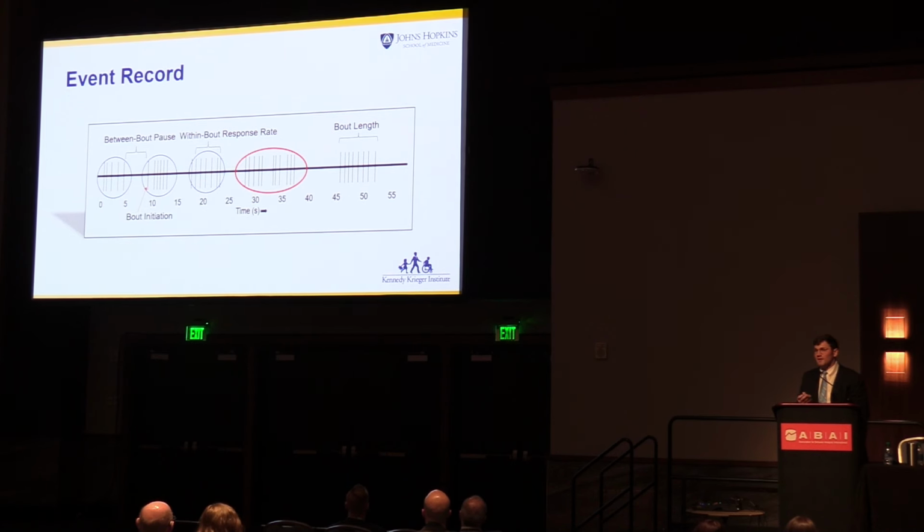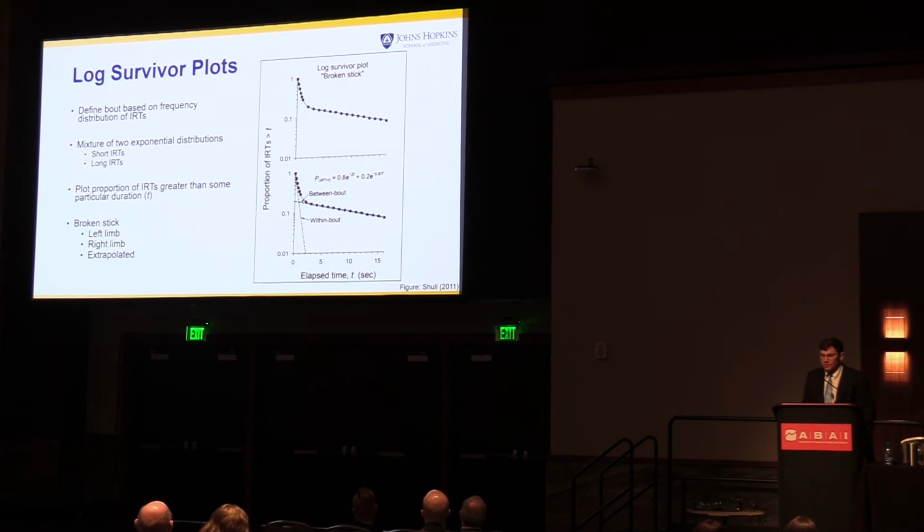So how can we define what a bout is? Because if we can't define what a bout is, it makes it hard to measure bout initiation rates and within-bout response rates. Well, fortunately, we can use a technique involving log survivor plots to define bouts based on the frequency distributions of our obtained inter-response times, because we think behavior organized into bouts and pauses is comprised of a mixture of 2 distributions of inter-response times. Short inter-response times corresponding to within-bout responses, and longer inter-response times reflecting pauses in between bouts of activity.